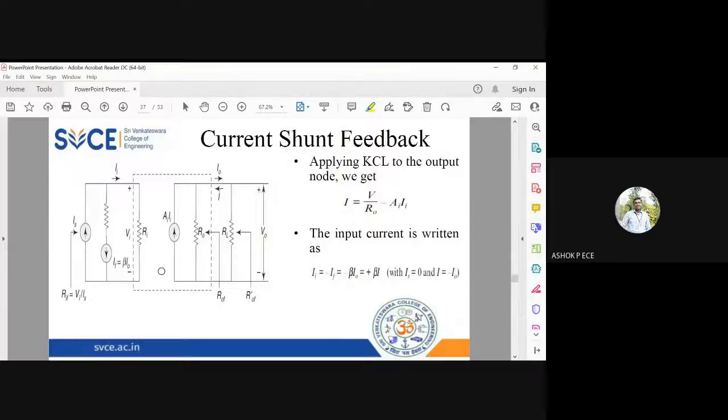And IF is beta I naught, so minus beta I naught, and in the same way beta I, because I naught and II are in opposite directions. In the last circuit, whatever assumptions we used, same thing. I naught is flowing away from the amplifier, and because of adding a voltage source capital V, I is flowing towards the amplifier. So I naught and I are always opposite. So I can write I naught equal to minus I.